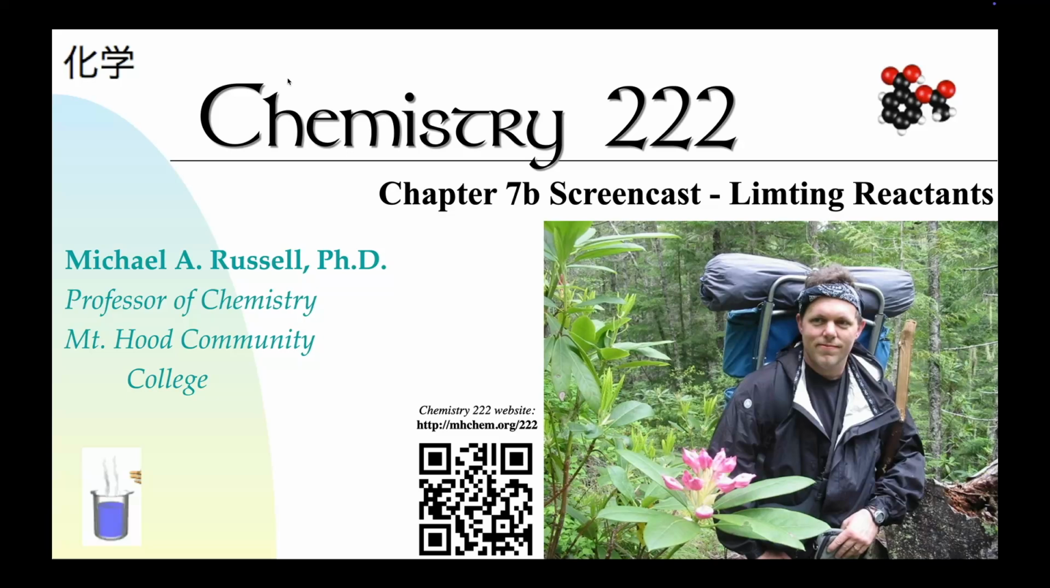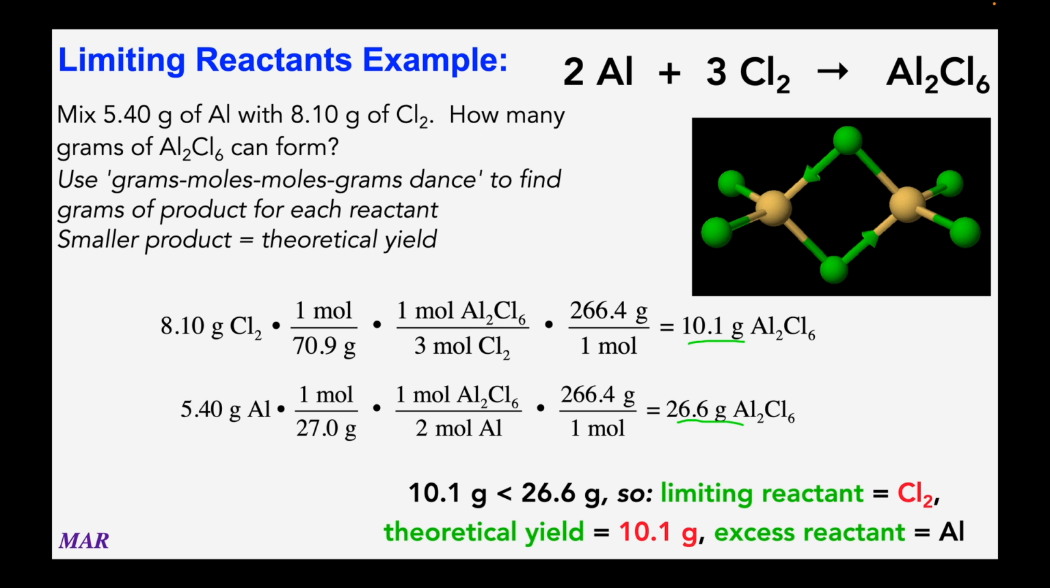Now at this point, you've got 2 amounts of product that are made. You want the smaller one, and 10.1 is certainly smaller than 26.6. So what that tells you then is that the 10.1 grams, that's the theoretical yield of aluminum chloride. That's all the Al2Cl6 you're going to make from this.